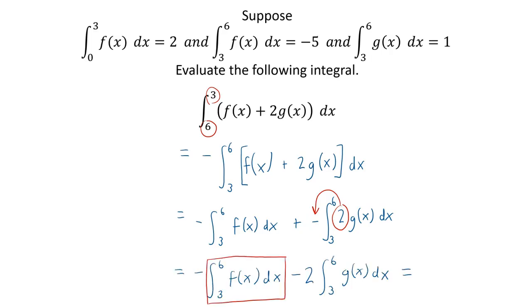Now we know that the integral from 3 to 6 of f of x dx is equal to negative 5. That's given to us in our instructions. So we have the opposite of negative 5, which is positive 5. Then we have minus 2 times the integral from 3 to 6 of g of x dx. And we know that the value of the integral from 3 to 6 of g of x dx is 1, because that's given to us. So we have 5 minus 2 times 1, which is 3. So the integral that we were given has a value of 3.